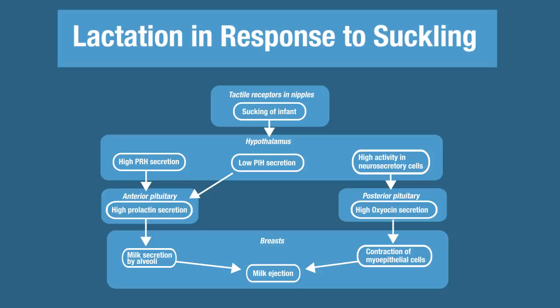So then that secretion of milk by the alveoli plus the contraction of the myoepithelial cells are what are responsible together for milk ejection. So that concludes the reproductive system.